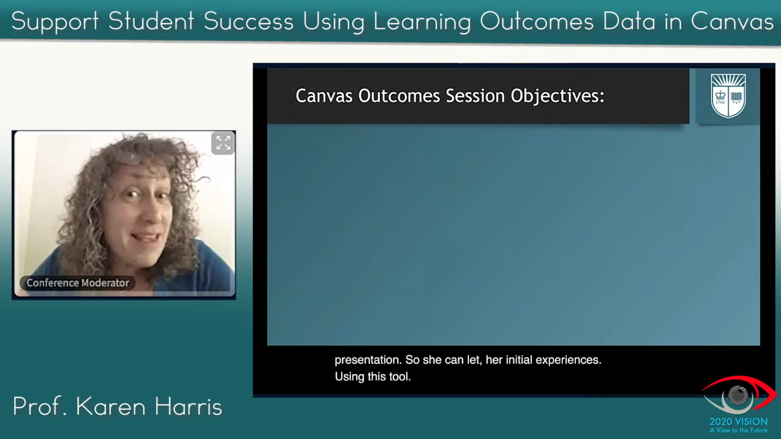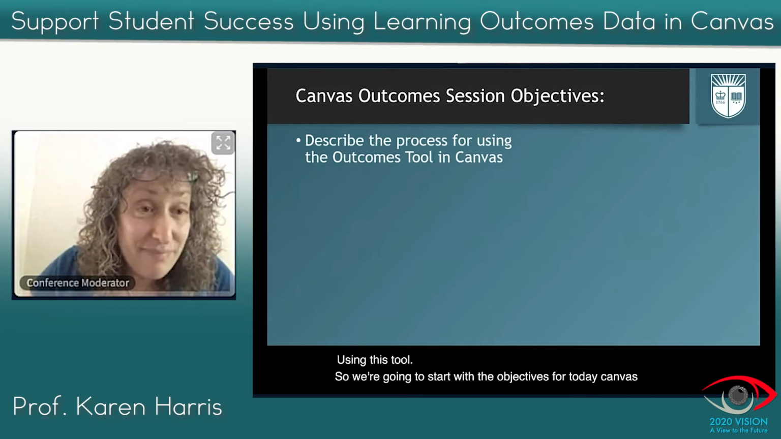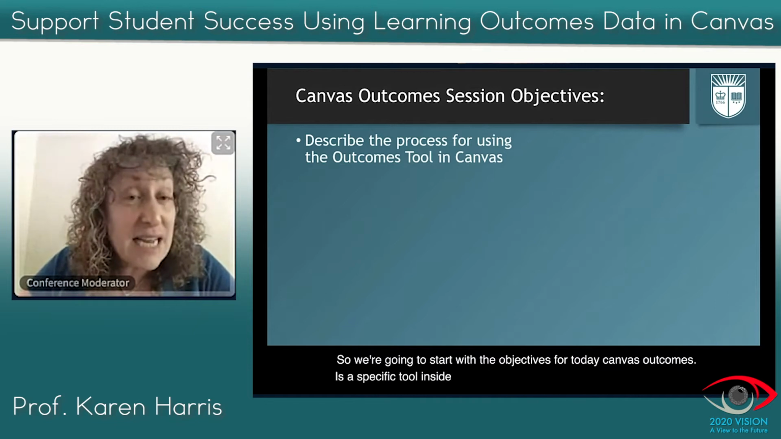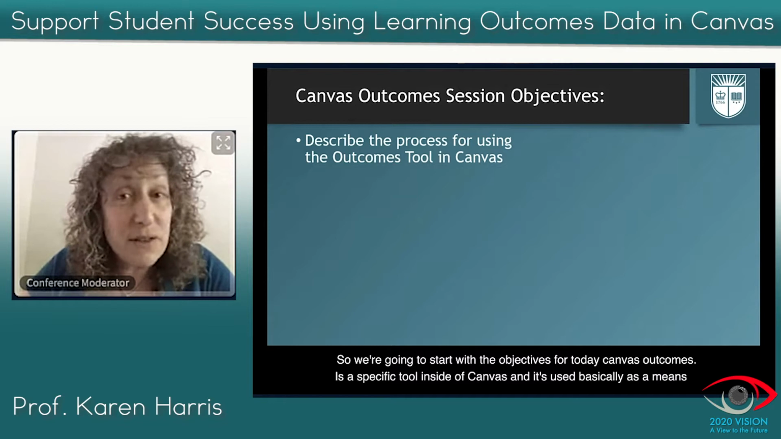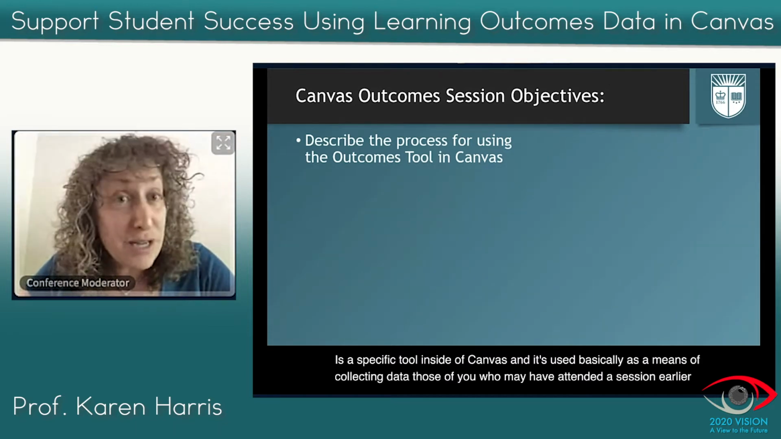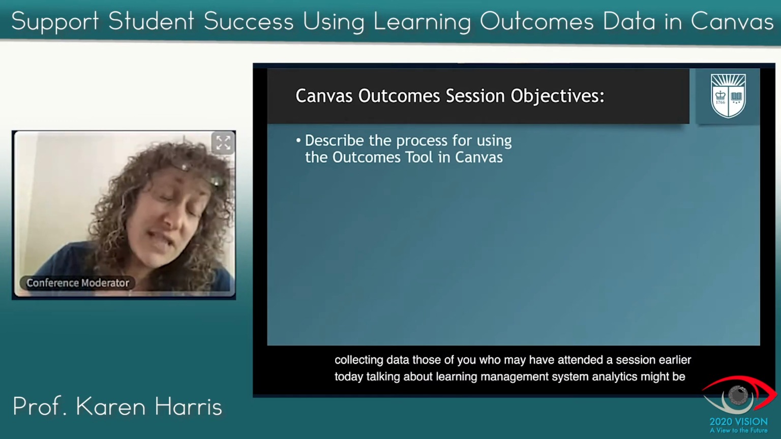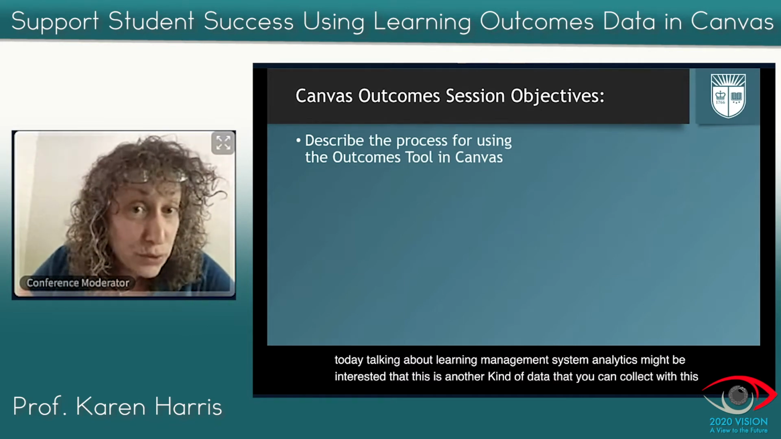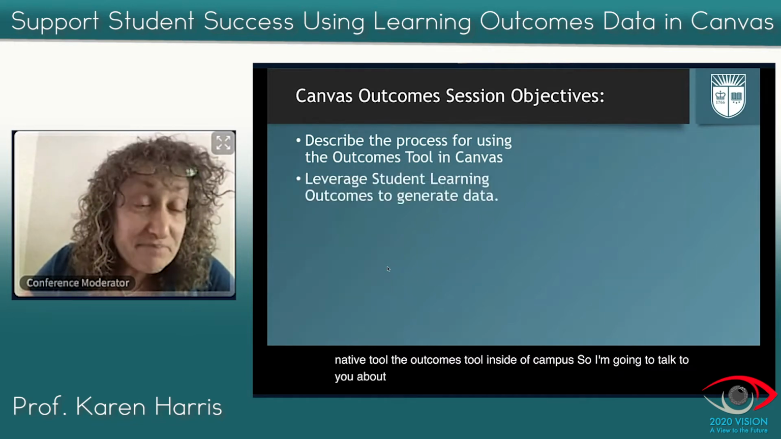So we're going to start with the objectives for today. Canvas outcomes is a specific tool inside of Canvas, and it's used basically as a means of collecting data. Those of you who may have attended a session earlier today talking about learning management system analytics might be interested that this is another kind of data that you can collect with this native tool, the outcomes tool inside of Canvas. So I'm going to talk to you about the process of setting that up.